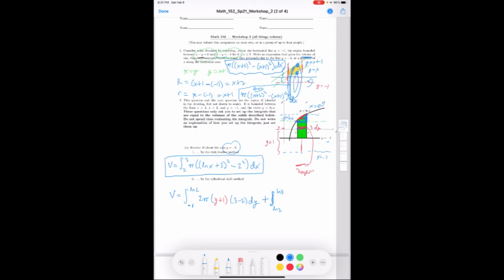Picking an arbitrary value y in the middle of that region, we still see that its distance to the axis of revolution can still be described as y plus 1. So that's going to be y plus 1. And now we have right minus left, which is 3 minus e to the y dy. So there we go. So that is the shell integral. All right, so I'm going to do the other ones a little faster. I'm just going to talk about what the difference is.